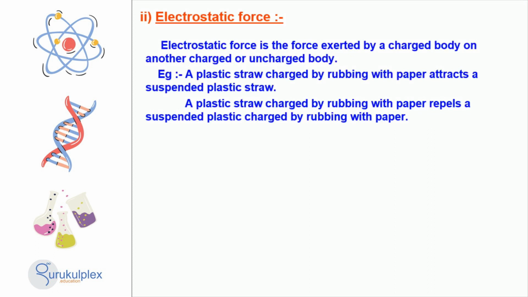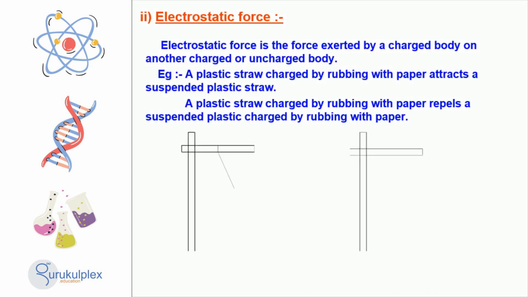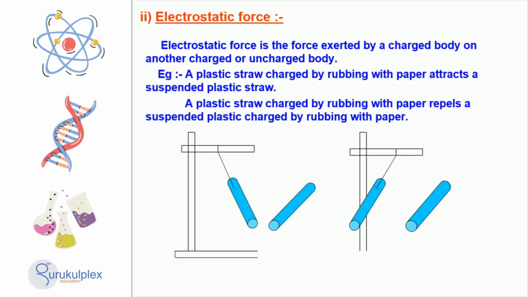Electrostatic force is the force of attraction or repulsion between two charged particles. This force is generated when one particle produces an electric field, either positively or negatively charged. An example of this is when a plastic straw is charged by rubbing it with paper. It will then attract another plastic straw when suspended, or if negatively charged, it will repel the other straw that was charged by rubbing it with paper.